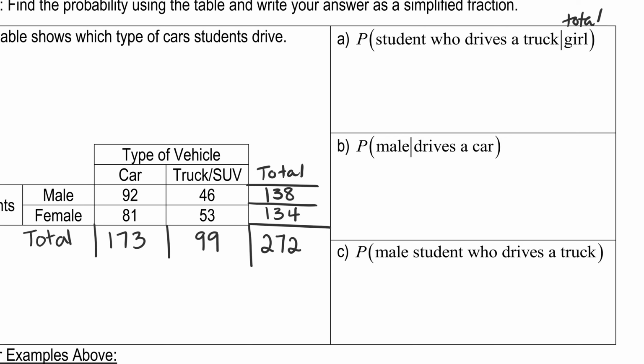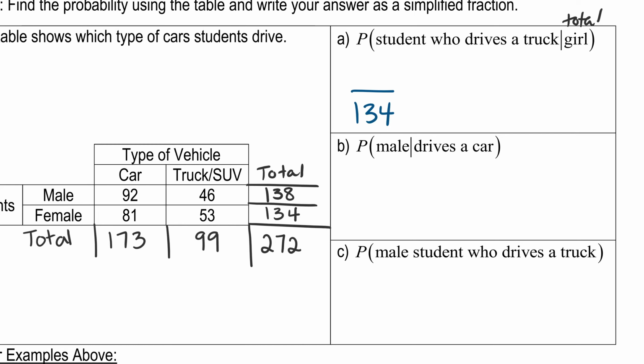So we want the total. So we have a fraction. Our fraction: total number of girls. Well, we look at the female row, we added that up, and we got 134. Now, out of that total, out of 134, how many girls, how many females, drive a truck?